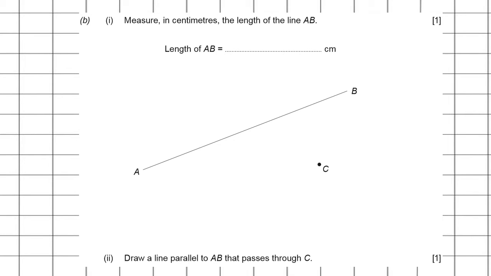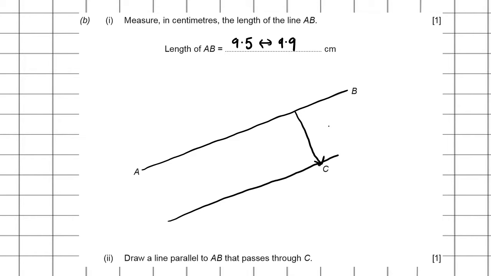Measure in centimeters the length of AB. So basically just measure with a ruler, and the answer would be 9.5 to 9.9 centimeters. Draw a line parallel to AB that passes through C. So basically the line with the same gradient, so therefore down, straight across.